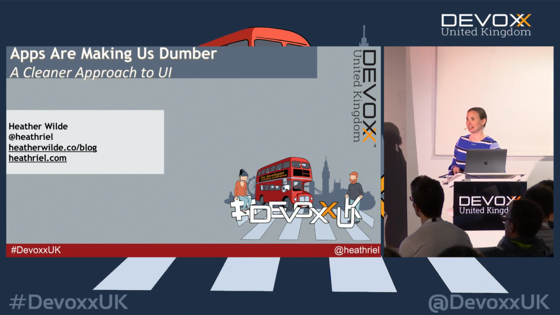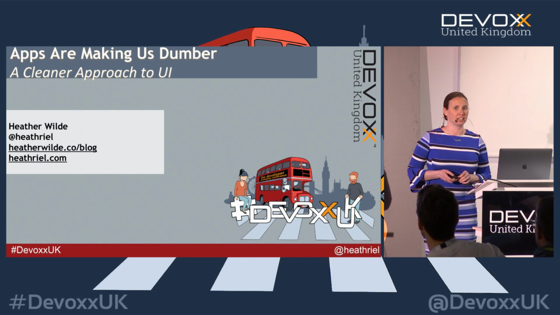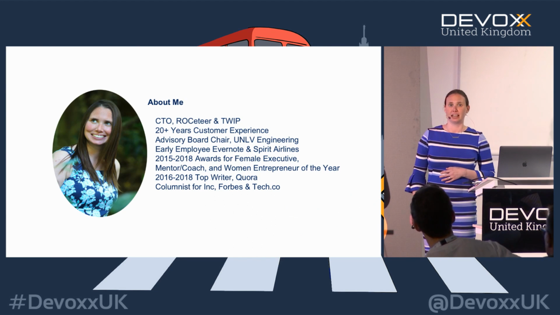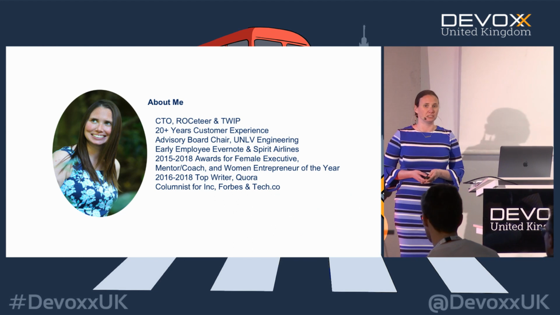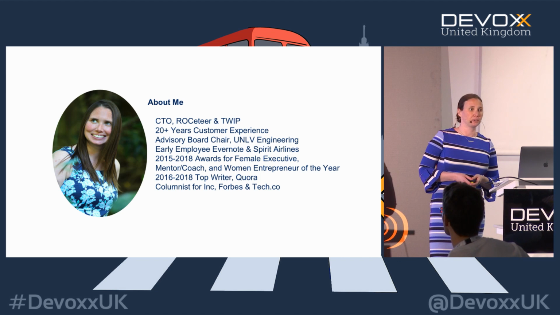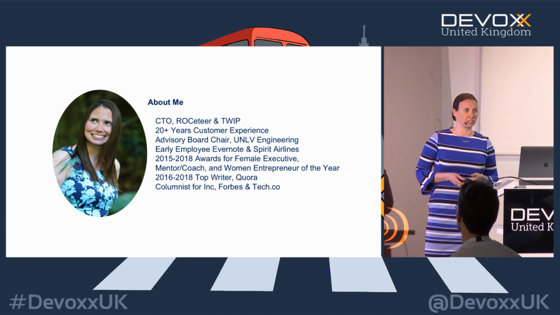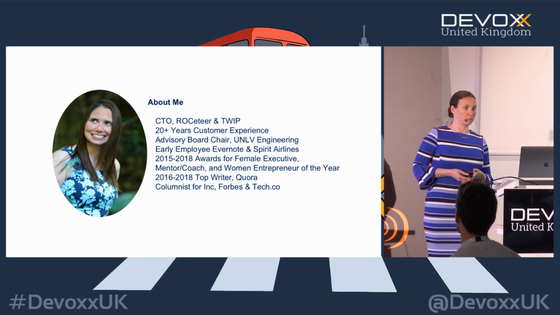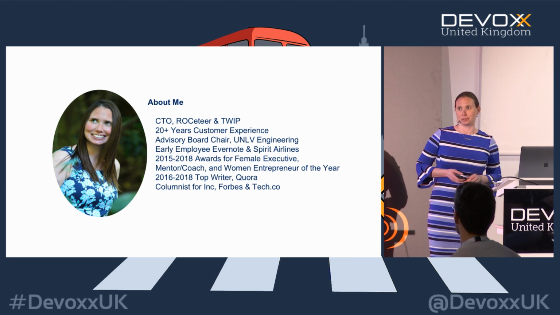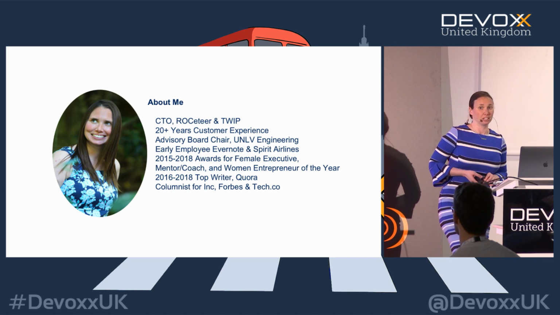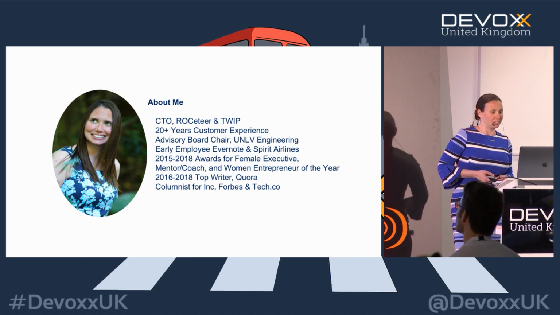So this is Apps Are Making Us Dumber, a Cleaner Approach to UI. And I am Heather Wilde. For those of you who don't know me, here's a little bit about me. I am the CTO of a company called Rocketeer. I'm also a fractional CTO for a couple of other companies, including one of my side projects called TWIP, Travel with Interesting People. We've won a lot of awards for that company, so it's pretty cool. You might as well look that up if you want to.